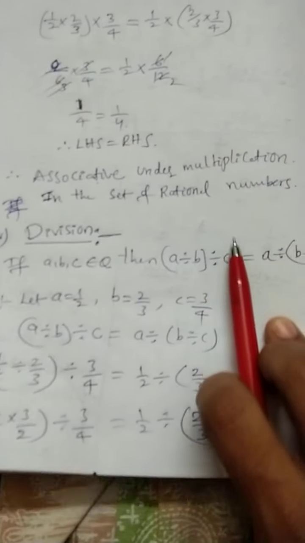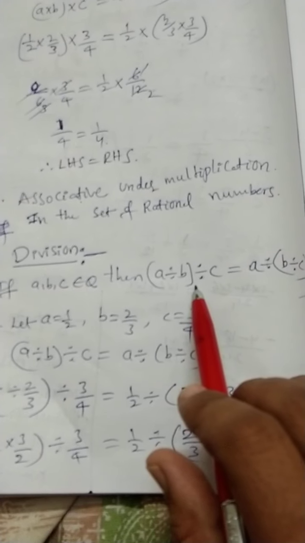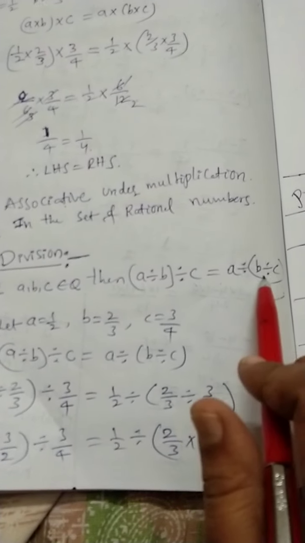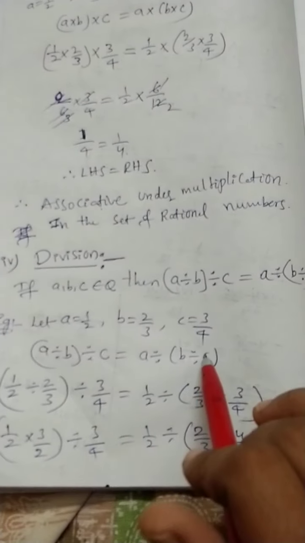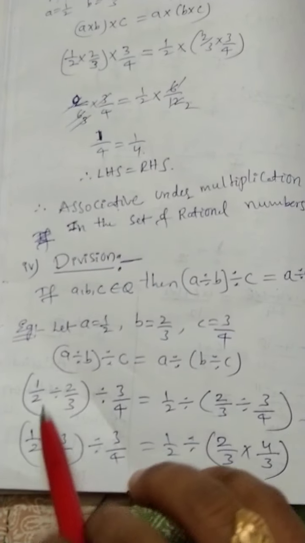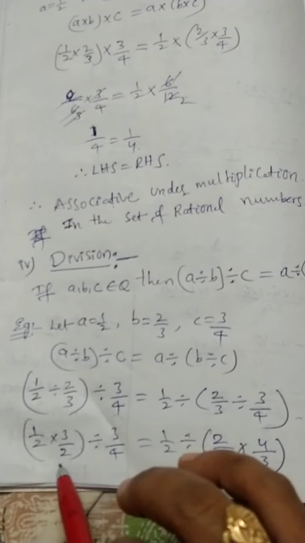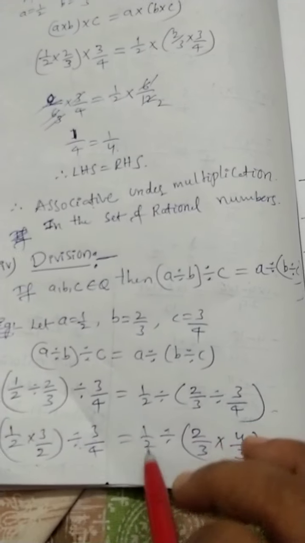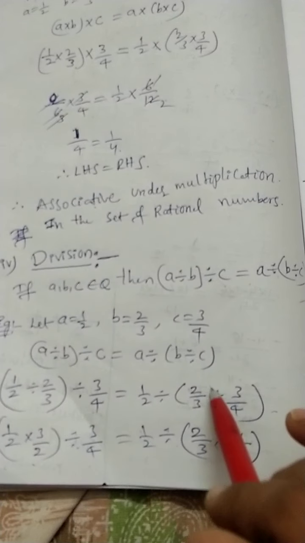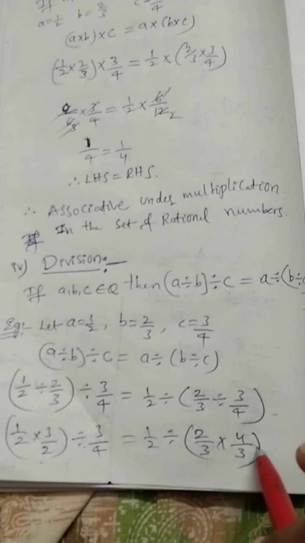Okay, next I am going to explain division. If a, b, c are three rational numbers, then (a divided by b) divided by c is equal to a divided by (b divided by c). For LHS and RHS, you have to substitute the a, b, c values and do the division. See, 1 by 2, change the symbol into multiplication, so you should write the reciprocals. 3 by 2 divided by 3 by 4 is equal to 1 by 2 divided by 2 by 3 into 4 by 3. Why are we changing the division into multiplication? Because you should write the reciprocal of that number.